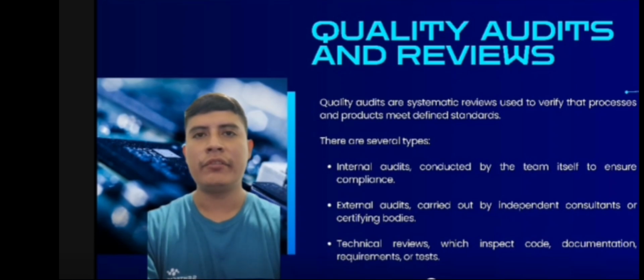External reviews focus on specific elements like source code, documentation, or test cases. A common example is a code review, which helps identify bugs or security issues before software is released.